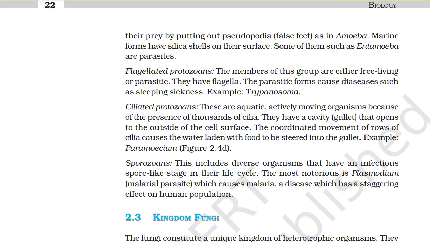Sporozoans. These include diverse organisms that have an infectious spore-like stage in their life cycle. The most notorious is Plasmodium, the malarial parasite, which causes malaria, a disease which has a staggering effect on the human population.